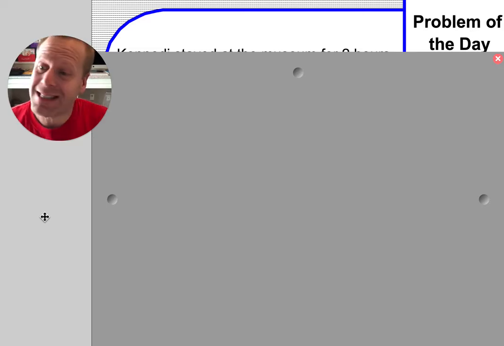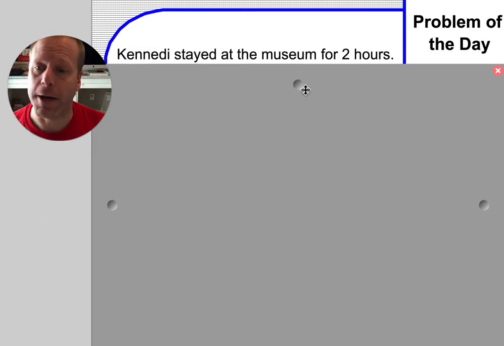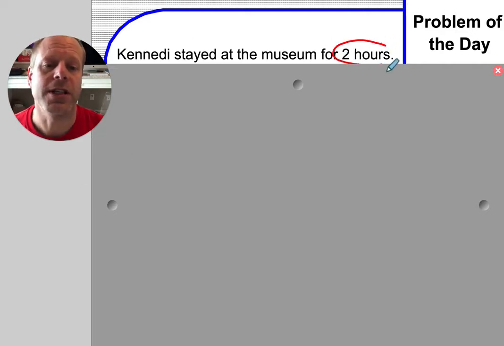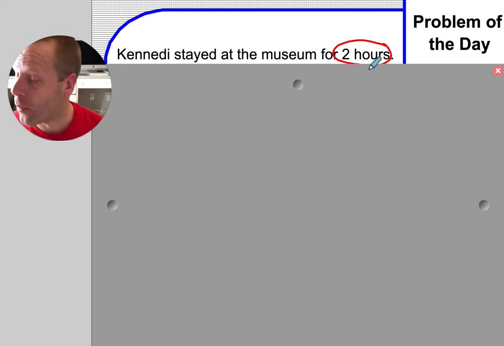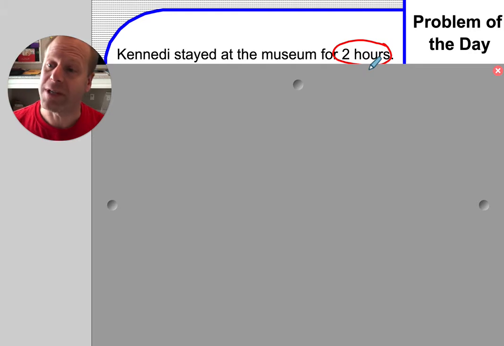Maybe that next step. So think about talking this one out. It's a good one to sit next to someone and share your thoughts with. So we need to have someone, and this is my friend Kennedy. Kennedy stayed at the museum for 2 hours. So that's important information. When it gets time, we're going to need to know that she stayed for 2 hours. Now, I circled that in red because the red hand shows hours. Okay?